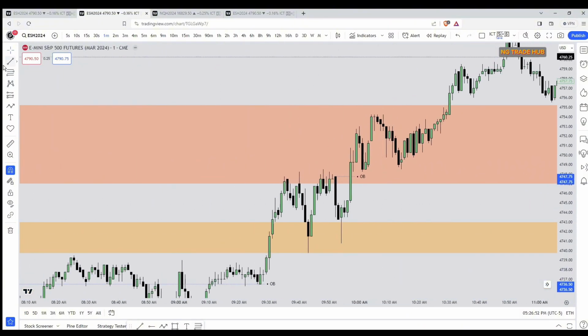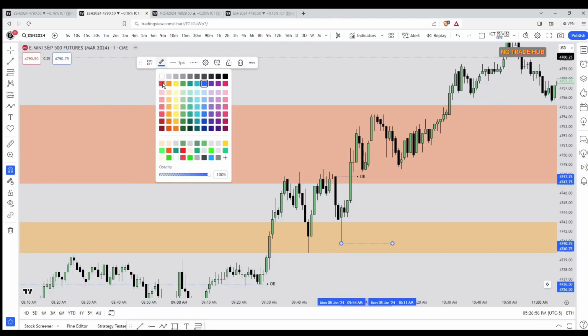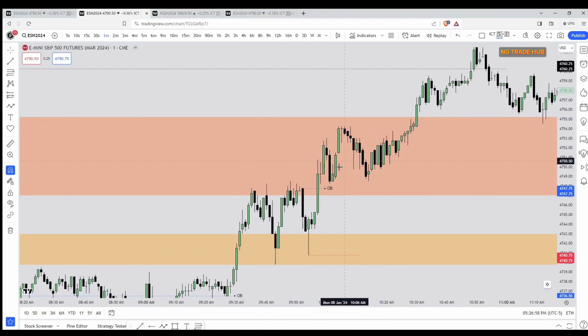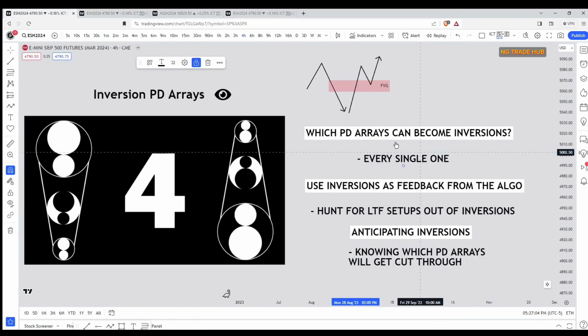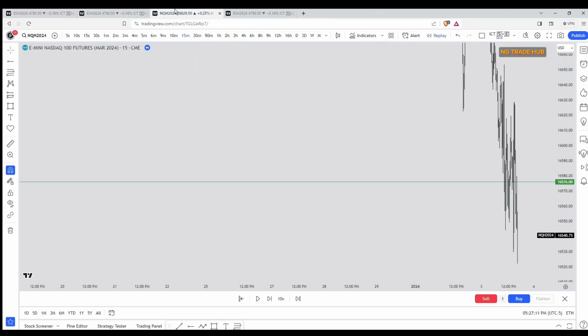So now I'm not anticipating for this low to get traded to, and I want to see it deliver to the buy side liquidity. So it does that, right? Price starts to trade higher, and it delivers all the way up to the buy side liquidity up here. So that's how you could utilize inversion PD arrays to hunt for lower time frame setups. Now, what about anticipating inversion PD arrays?